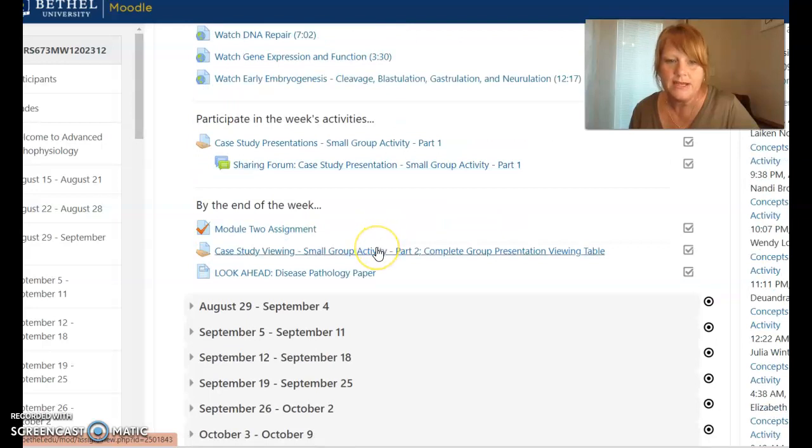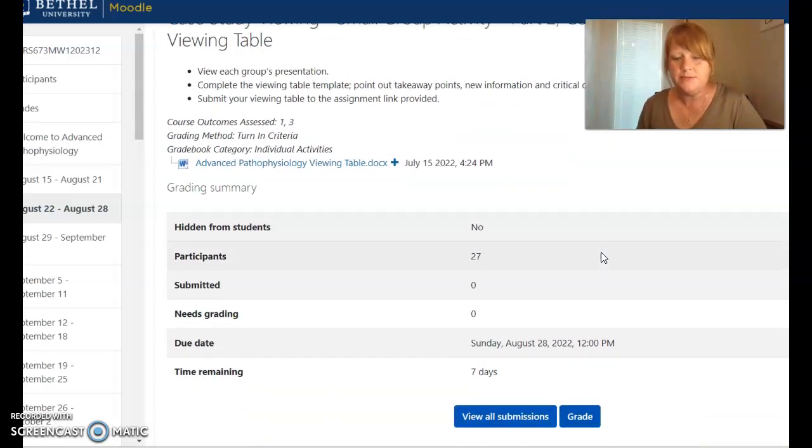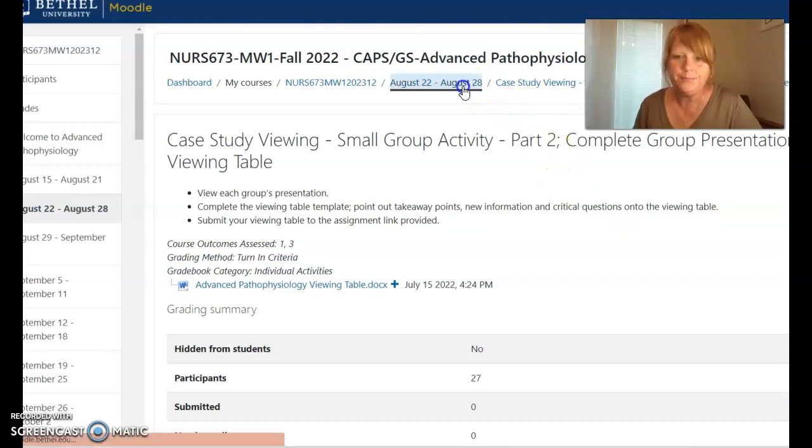And then the last part of this part of the assignment is the viewing table, which is listed right here. You're going to go in and watch each person's presentation and complete the table. You want to just note takeaway points, any new information or critical questions that you'd like to remember. This is not a place for you to really critique their presentation or say how you like their slides formatted, etc. It's really to gather more information. So review that, and then each person submits their viewing table by Sunday at noon.